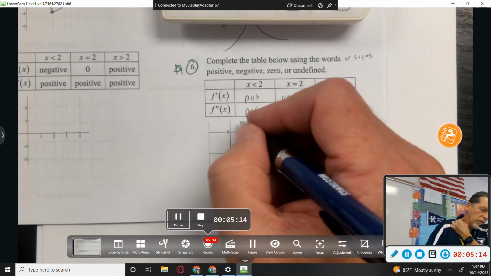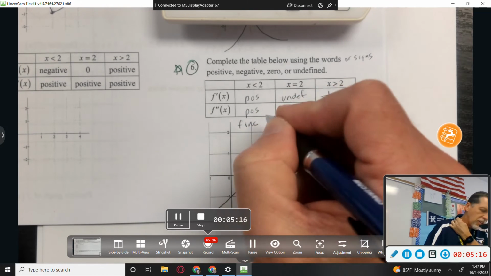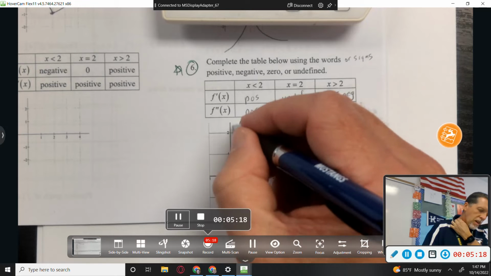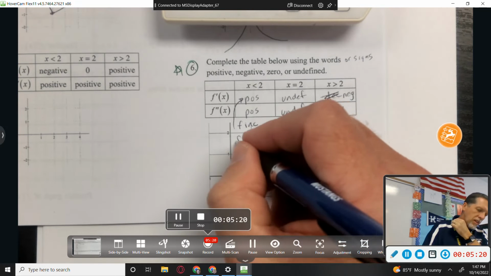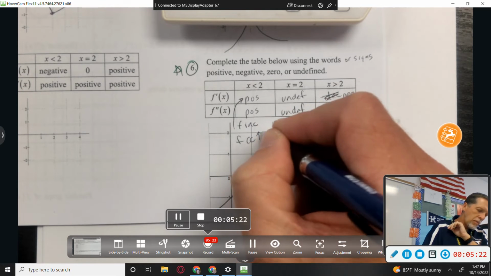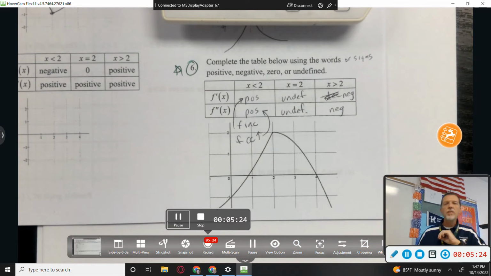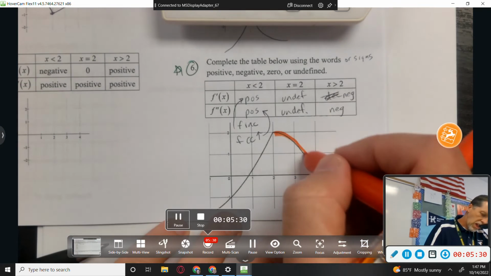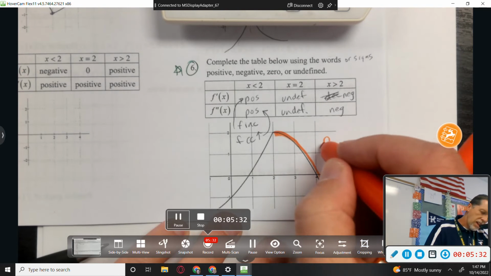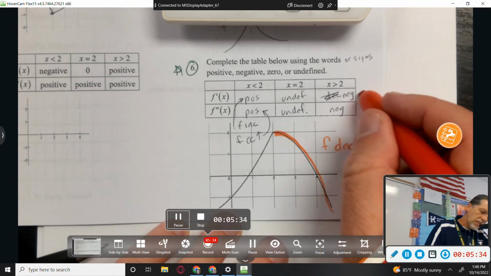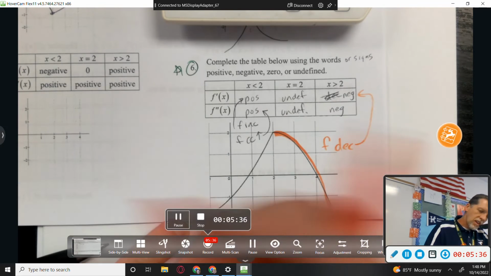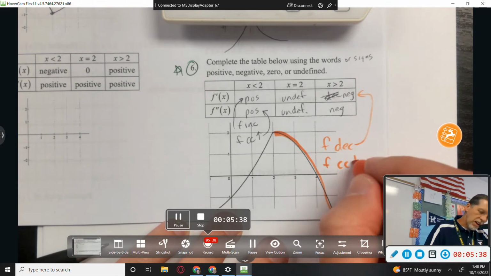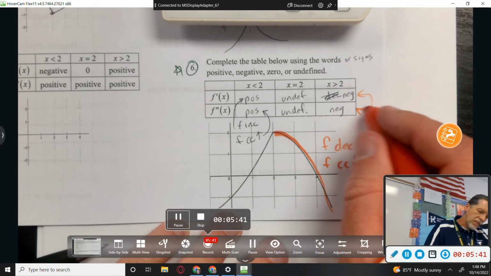Kind of just thinking in reverse here. F is increasing, so that means f prime is positive. F is concave up, so that means the second derivative is positive. On the other side, f is decreasing, that means f prime is negative. F is concave down, that means the second derivative is negative.